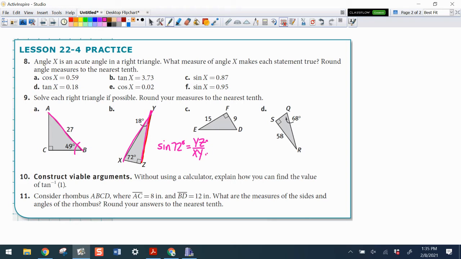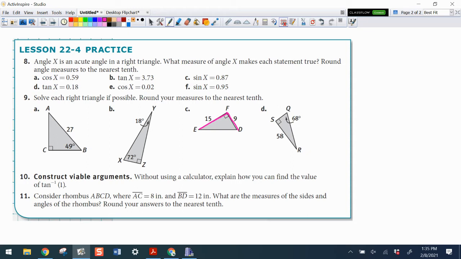B, if we just know angle measures, we're not going to be able to find our side lengths. So let's now direct our attention to item C and hope for the best. Notice we're only given the fact that angle F is a right angle, therefore the triangle is a right triangle, and we know two of the sides. More importantly, we know two of the legs, EF and FD.